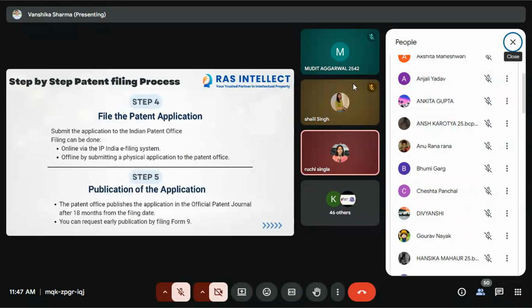Next slide, please. First thing is preparing the patent application. Now you file the patent application. Submit the patent application to the Indian Patent Office. You can file it online via the IP India e-filing system. Offline filing is also done, but it's good to go for online filing at this point of time.